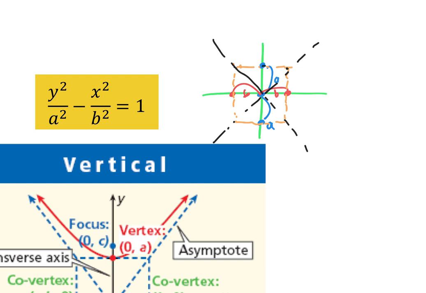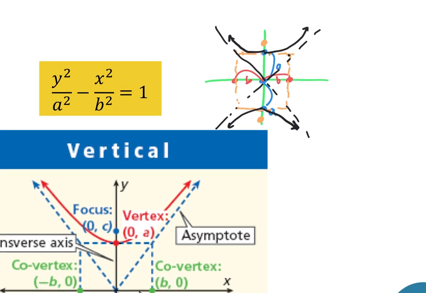And then the branches come off the vertices as wide as I can make them without touching the asymptotes. And again, the foci would fall inside. That would be the C distance away. It would fall inside the curve.